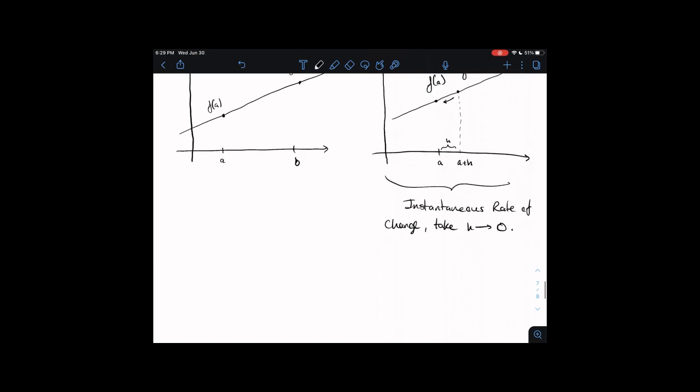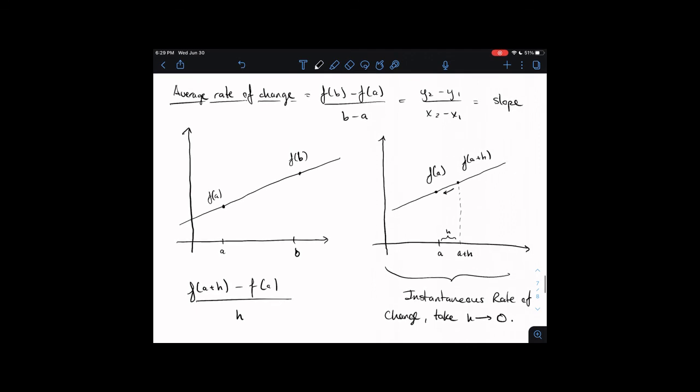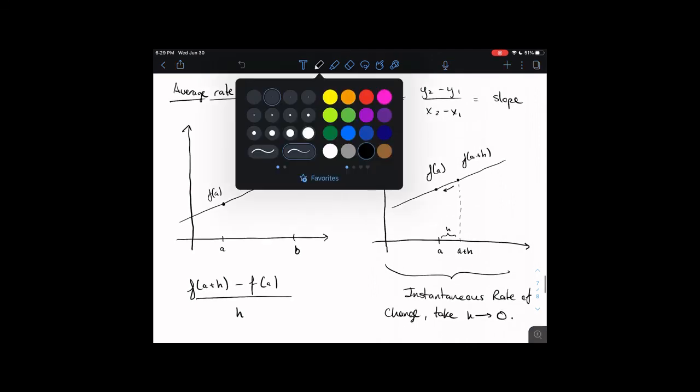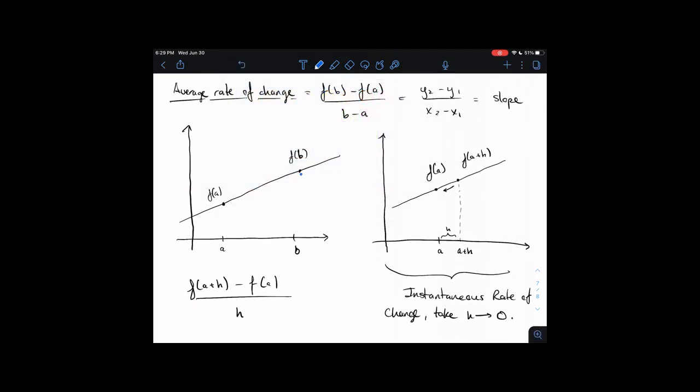And then it's the same formula. It might look different. So you have f of a plus h minus f of a, and you have h. But notice this really is the same thing. Because here's my f of b. This f of a plus h is taking the role of f of b.